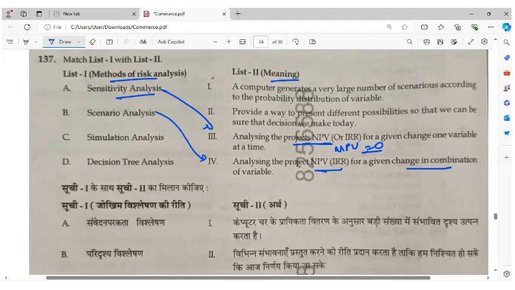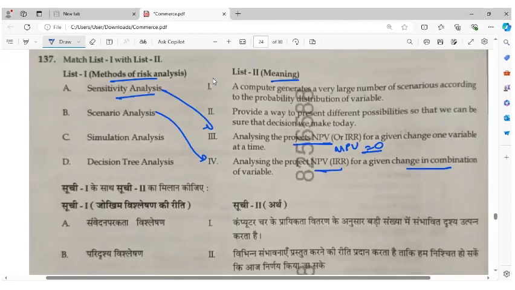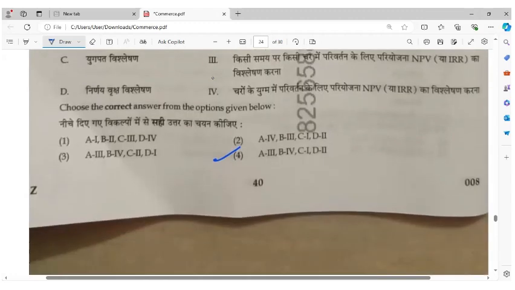Combination, and simulation is the computer generation of a very large number of scenarios according to the probability distribution. And you know that decision tree analysis provides a way to present the different possibilities so that we can be sure of the decisions we make today. So the fourth option is right over here.